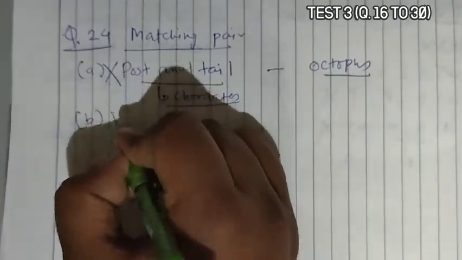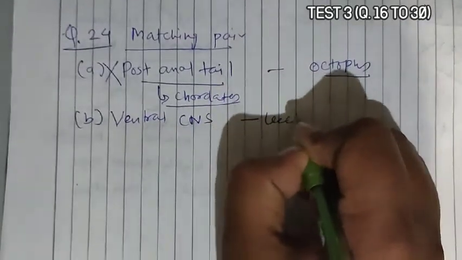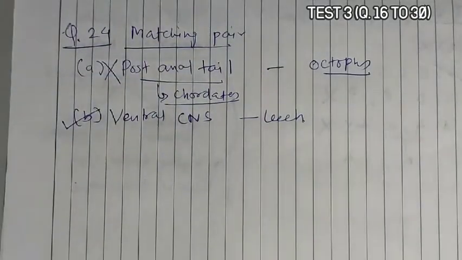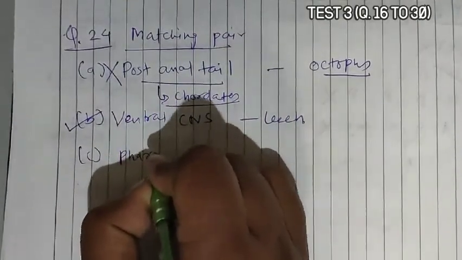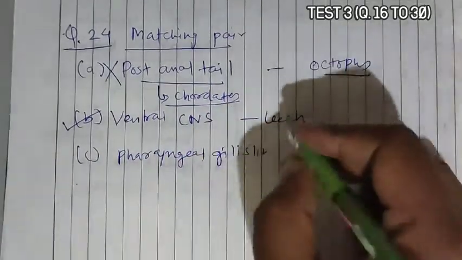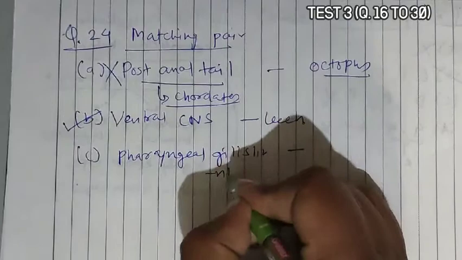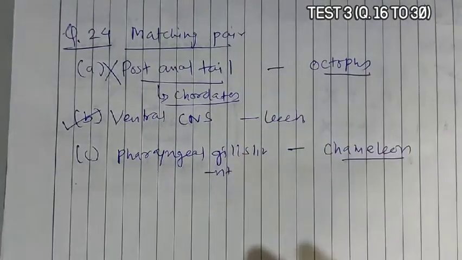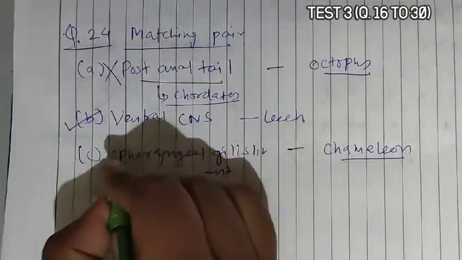Option B is given as ventral central nervous system, and it is found in leech, so it is a correct match. Option C is given as pharyngeal gill slit, and pharyngeal gill slit are absent in embryo, and in front of this is given a chameleon. So we remember that in chameleon pharyngeal gill slit are present in an embryo, not absent, so it is also an incorrect match.